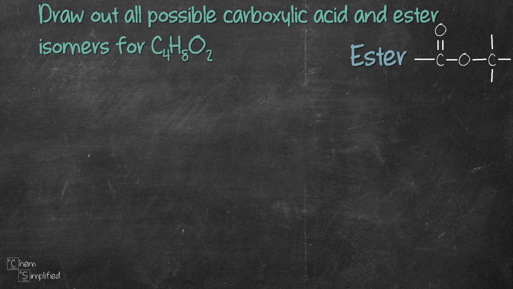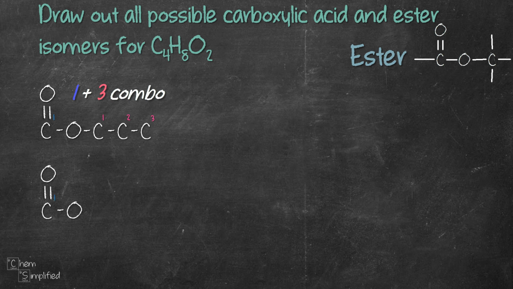For ester, the functional group is COOC. So let's start by placing that at the beginning. We've already used up 2 carbons and 2 oxygens so far. So for the remaining 2 carbons, we are going to place them after that COOC group, like this. That will give us a 1 plus 3 combo. Retaining the 1 carbon at the carbonyl group, let's shorten the 3 carbon chain to 2 carbon, and we'll place the 3rd carbon like this. That will give us another isomer for ester.